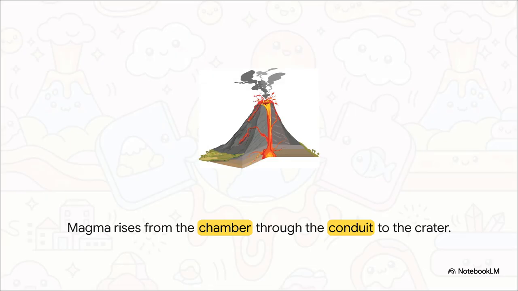Finally, Section 5, Volcanic Mountains and Eruptions. Let's follow that magma's journey all the way up as it forcefully breaks through the surface. At the very bottom of a volcano, you have the magma chamber. Think of this as the underground fuel tank. When pressure builds, the magma travels up a central pipe called the conduit, and finally, it blasts out through the opening at the very top, which we call the crater.